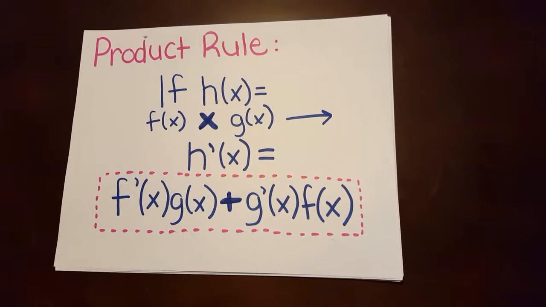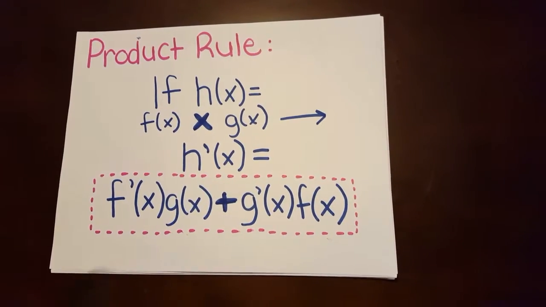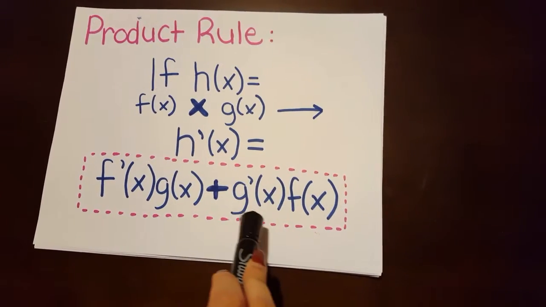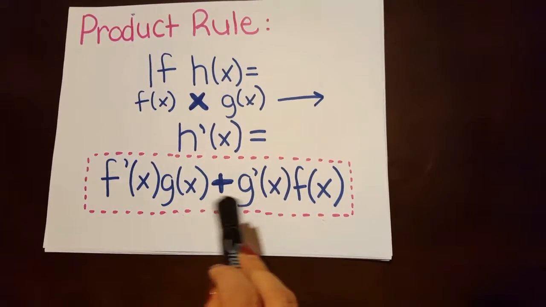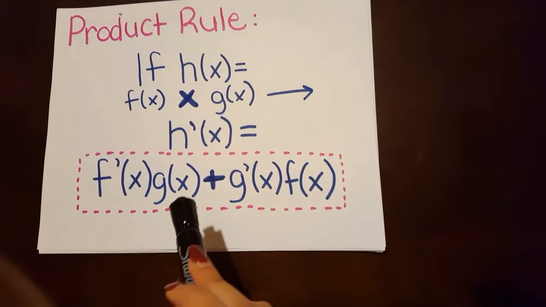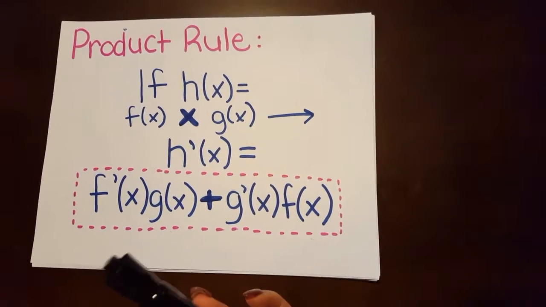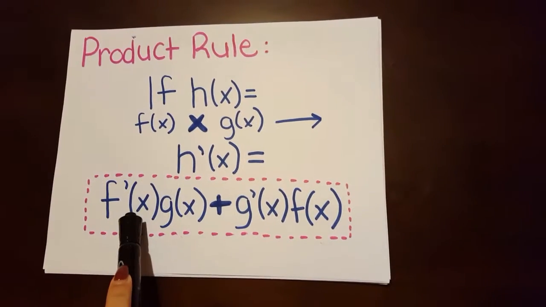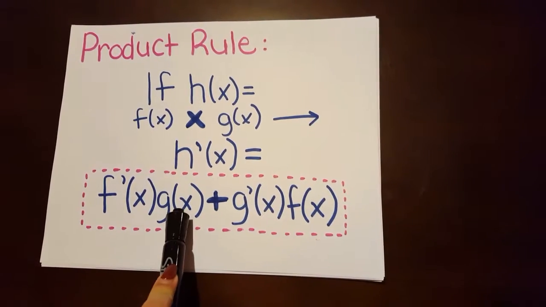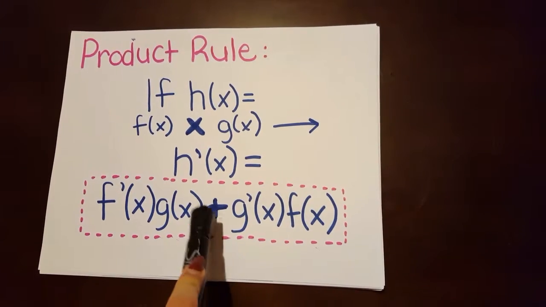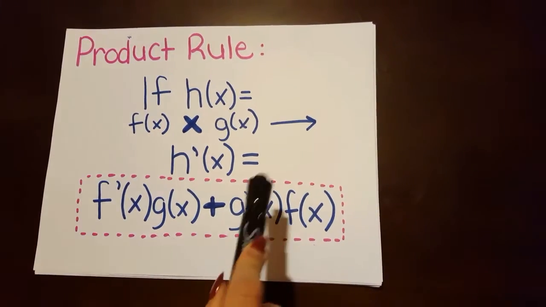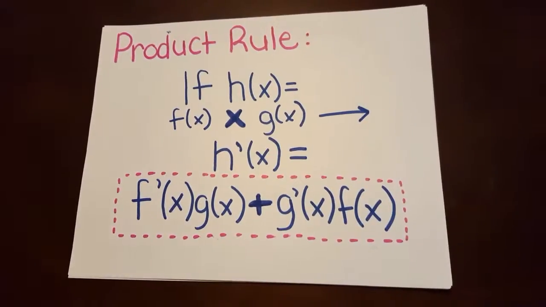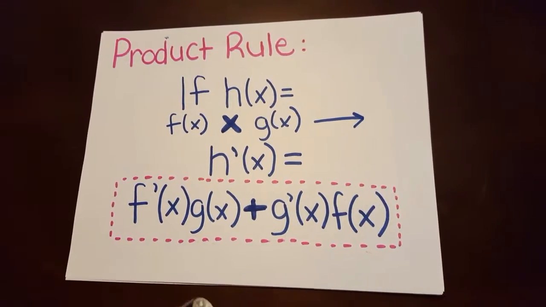Simply put, the product rule goes like this. If you have two functions that are being multiplied to one another, as in the example that we just saw, then to arrive at the derivative, you need to multiply the derivative of the first function with the second function and add that to the derivative of the second function times the first function. It's a mouthful, but this is what it looks like.